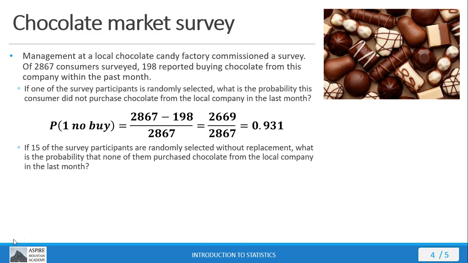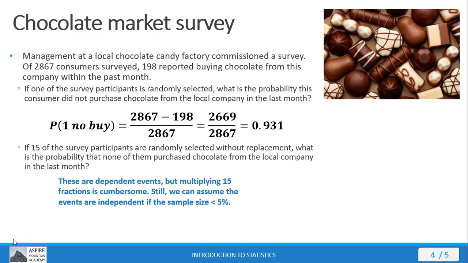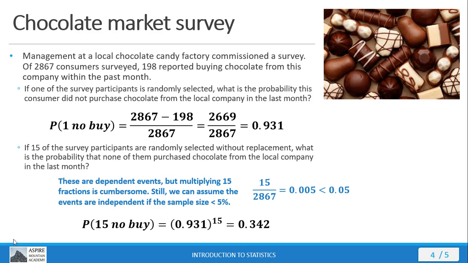Okay, let's see how you did with this. So these are dependent events. If you want to multiply 15 fractions together, that's going to be pretty cumbersome. But if you recognize that 15 is less than 5% of the whole, which is 2867, you can just assume that they're independent. So then the calculation is going to run this way. You take the 0.931 that you calculated previously, raise it to the 15th power, because there's 15 participants. And that's an easy enough calculation to run. You get 0.342. And that's all there is to it.